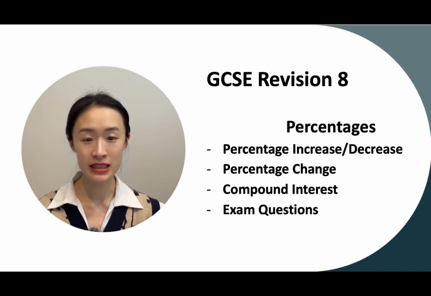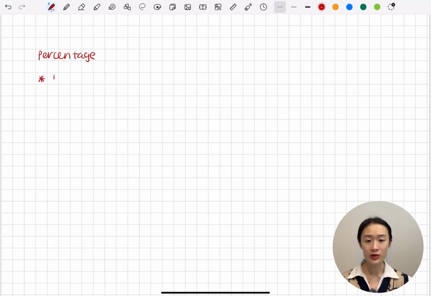Today we'll be revising percentages. We will be going through some questions to cover all the skills we need. Please get your pen and paper ready and work through these questions with me. The first question we are going to do is to increase 80 by 30%.